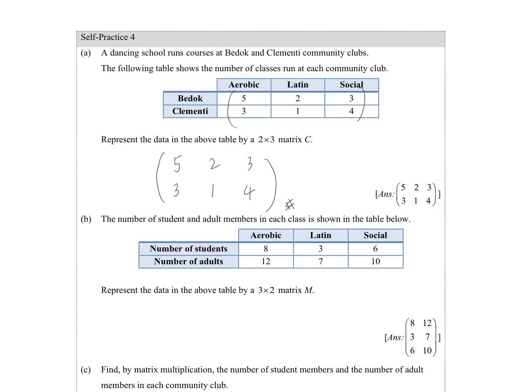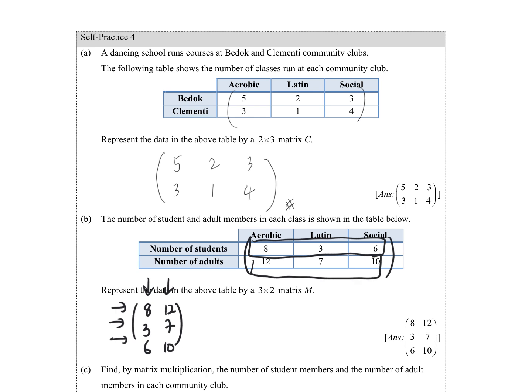Okay, next one, 3x2. Exactly in the way you want. Oh, no, wrong. 3x2 is like that: 3 and then by 2. So you must do 8, 3, 6 and 12, 7, 10. Write this one first and then write the second one.